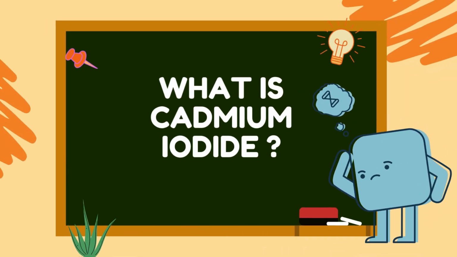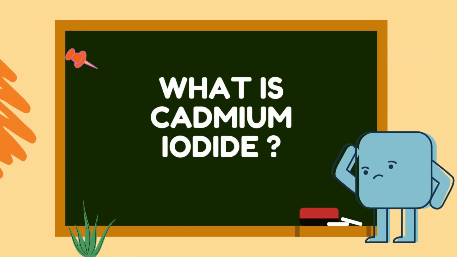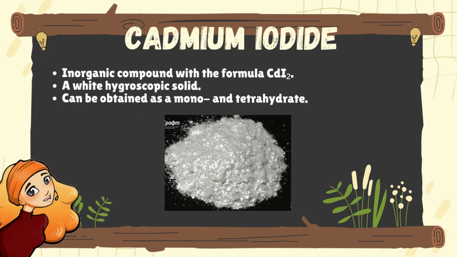So, what is cadmium iodide? Cadmium iodide is an inorganic compound with the formula of CdI2. It is a white hygroscopic solid and it can be obtained as a mono and tetrahydrate.